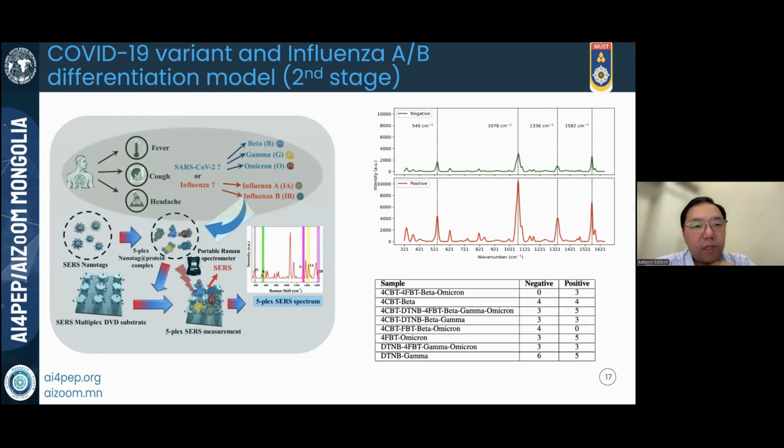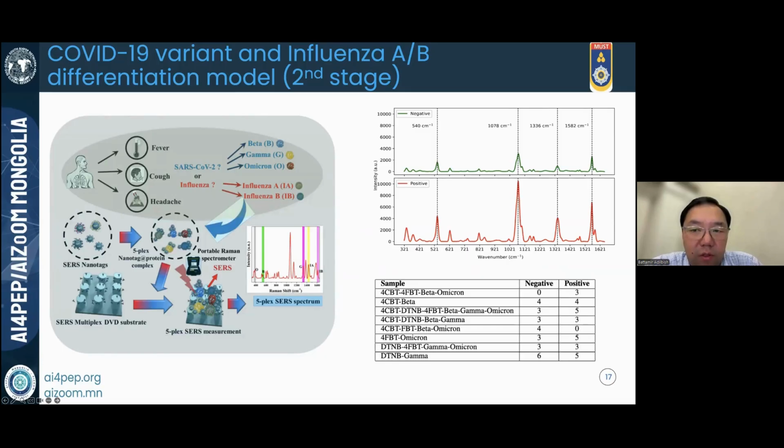Now we shift into the second stage. At the first stage, we just detected the viruses, and in this stage, we detect the virus variants. In this stage, our multiplex assay works by encoding each variant with unique Raman reporters. So the Raman reporters are different.